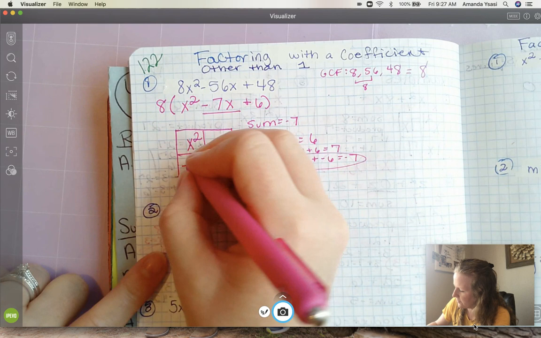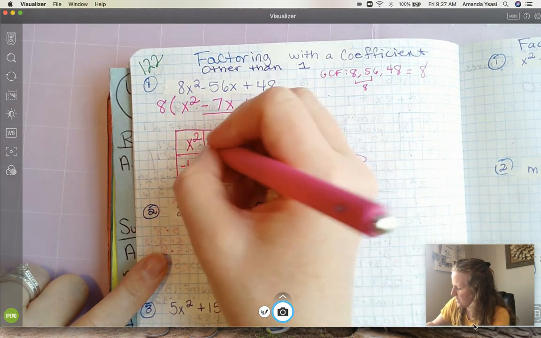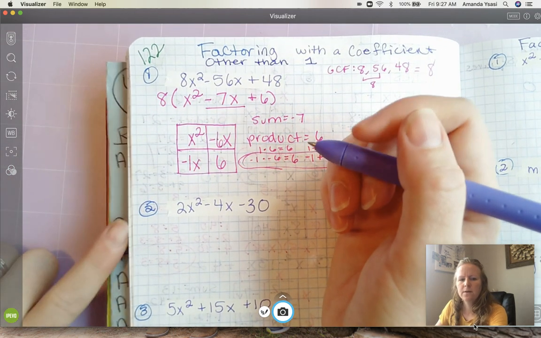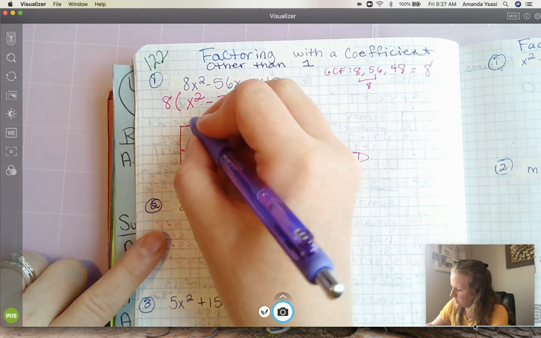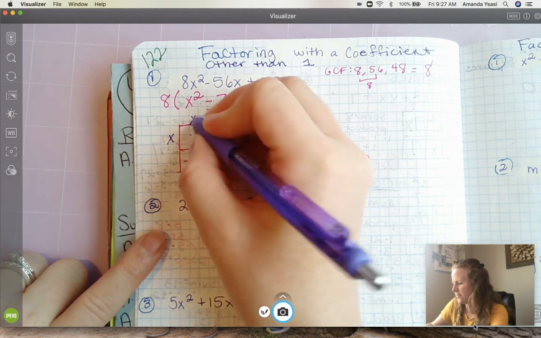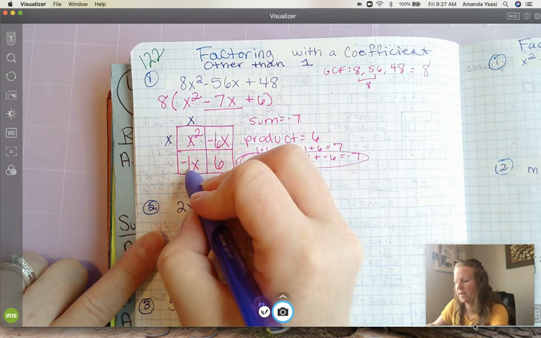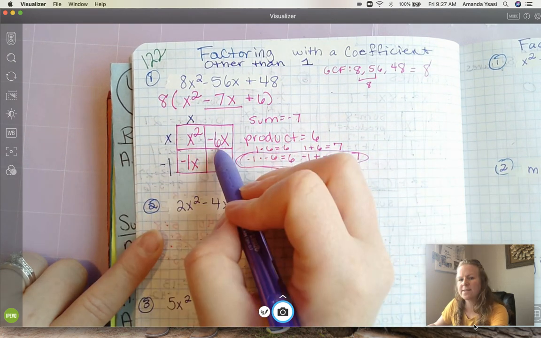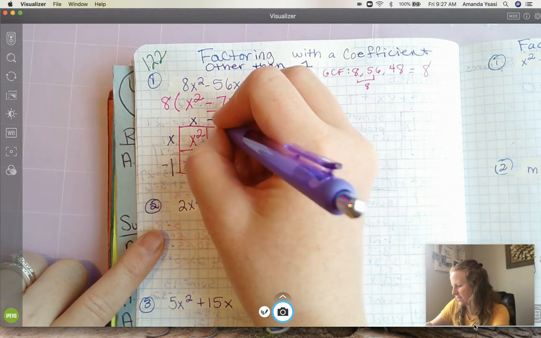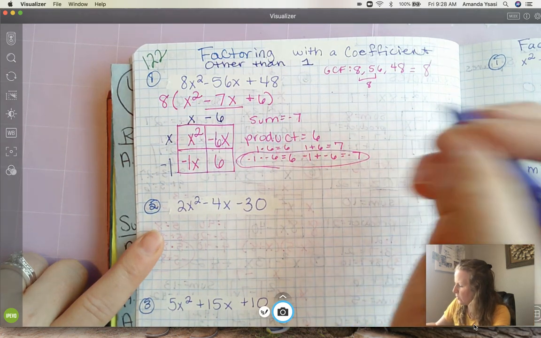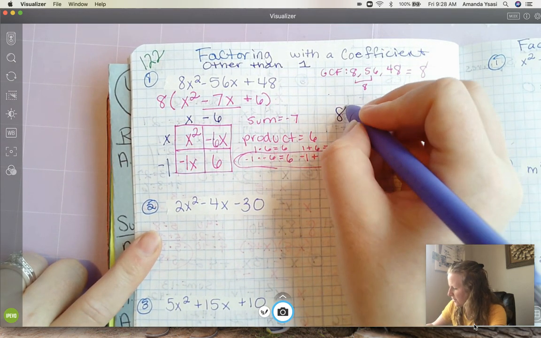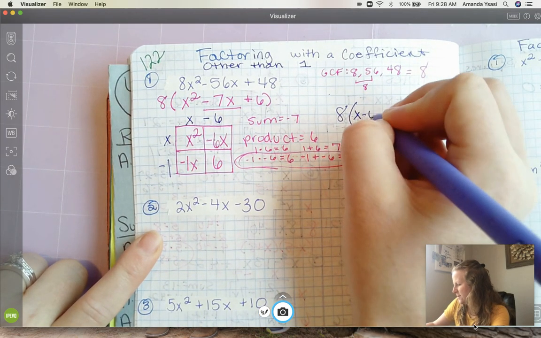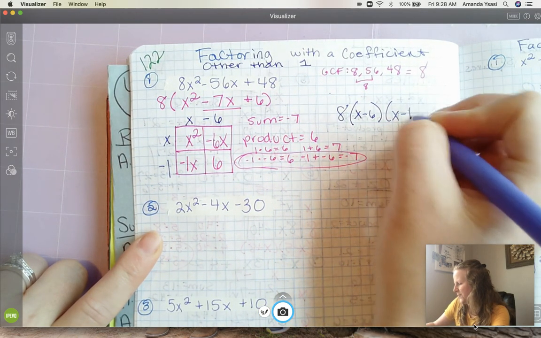So we have -1x and we have -6x. So then we factor. We already know that x times x gets x squared. So x times what gets -1x, and it's -1. x times what gets -6x, it'd be -6. So then our final answer, we still have the 8 out front, but then this is x minus 6 times x minus 1.